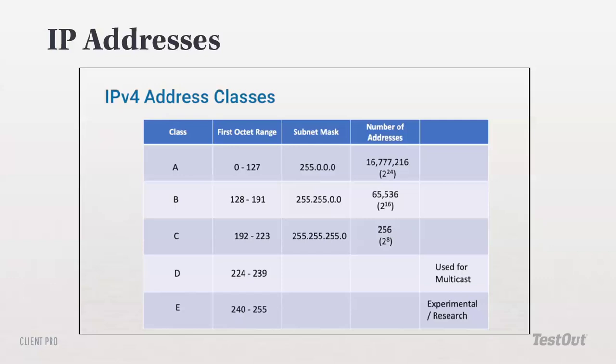We're doing okay. Class C, again, small networks, smaller businesses would have gotten those.